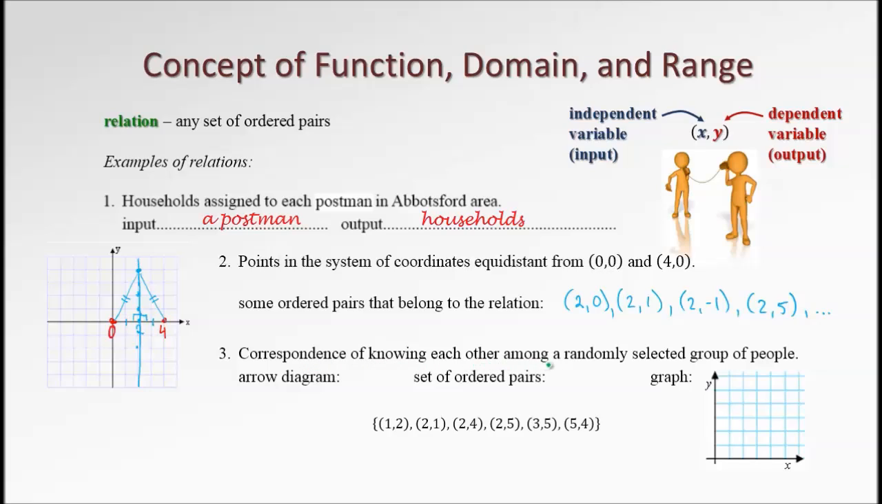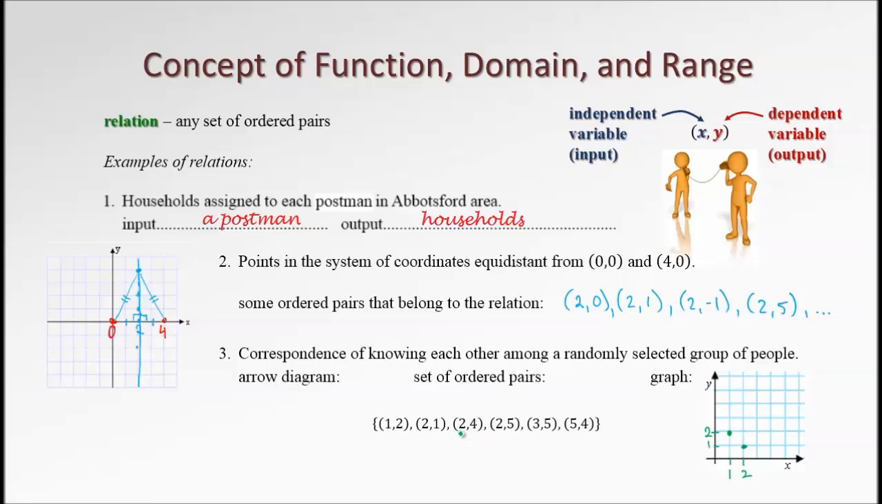Correspondence of knowing each other among a randomly selected group of people. So we already have one representation here as a set of ordered pairs of numbers. We could visualize the set of ordered pairs by graphing it in a system of coordinates. So for example, we can say that person 1 knows person 2. So 2 will be on the y-axis here, and we place the point (1, 2). Then (2, 1). Okay, person 2 knows person 1. So far, this relation is actually symmetric, meaning that 1 knows 2 and 2 knows 1. They both know each other.